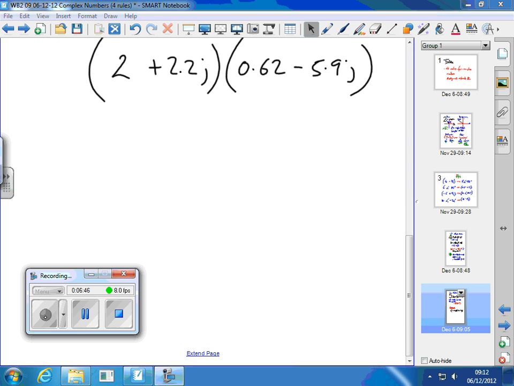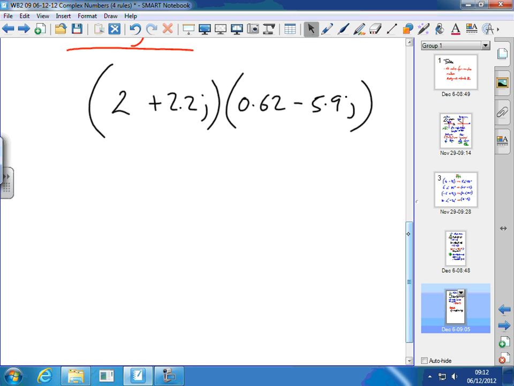Okay, so to multiply them, you treat it like brackets in algebra. So we just multiply out the brackets, and we get 2 times 0.62 is 1.24. Then you do 2 times minus 5.9, 2.2j times 0.62, and then that times that. So you multiply everyone in the first bracket by everyone in the second bracket.